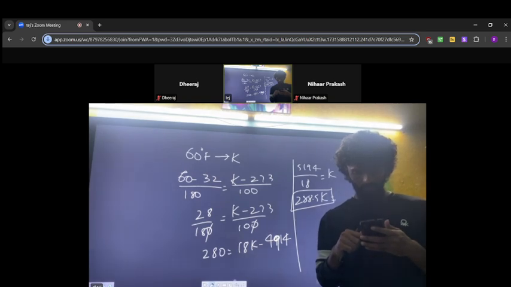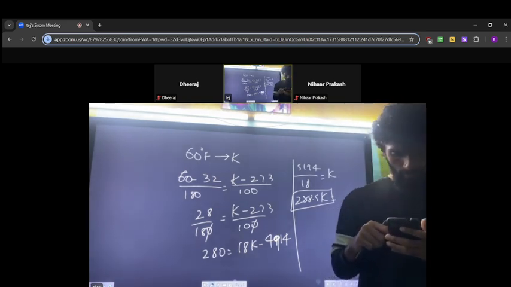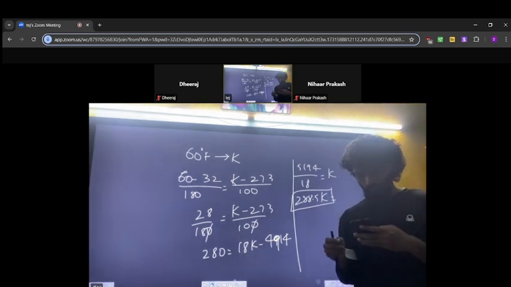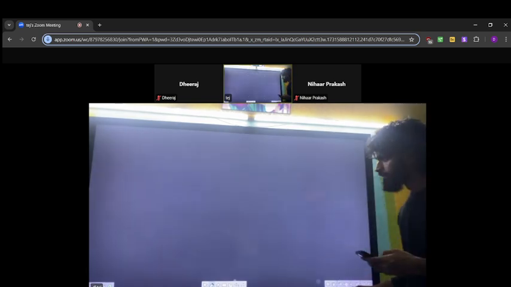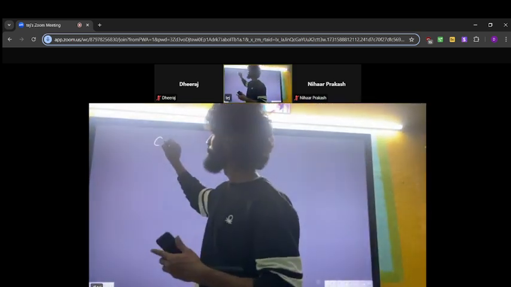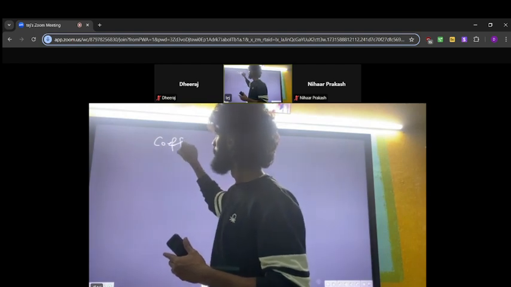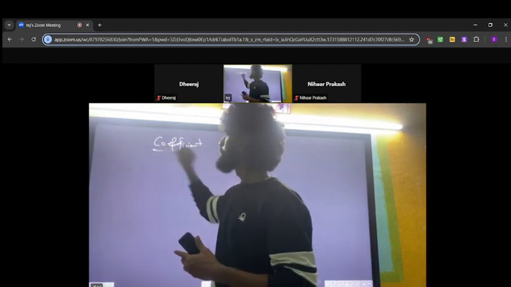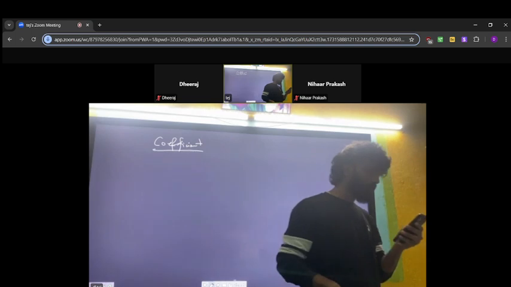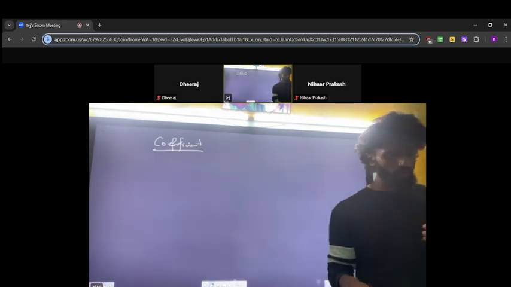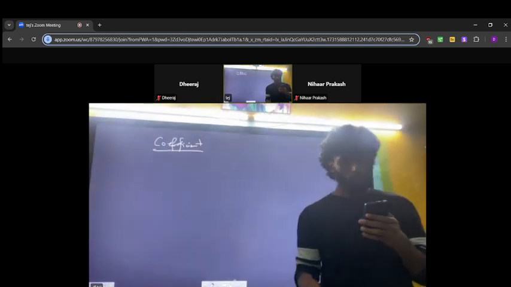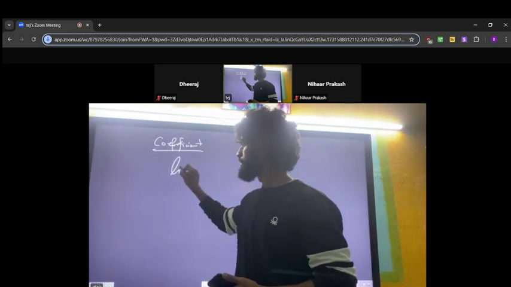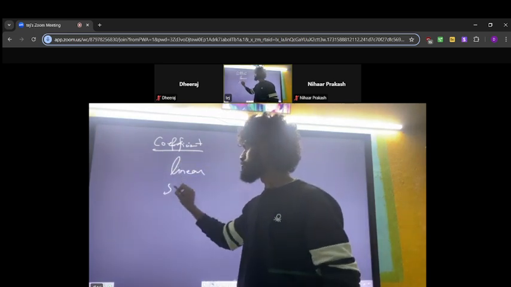Next, write the heading as coefficients. Now, when I use the word coefficient, always understand there are three topics in it. The first topic always deals with linear expansion. The second topic deals with superficial. The third is cubical. Okay. Linear, I'll explain it. Superficial and cubical.